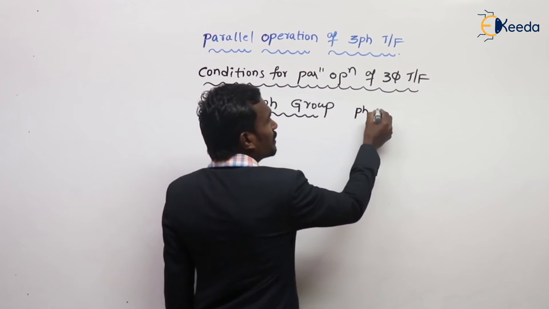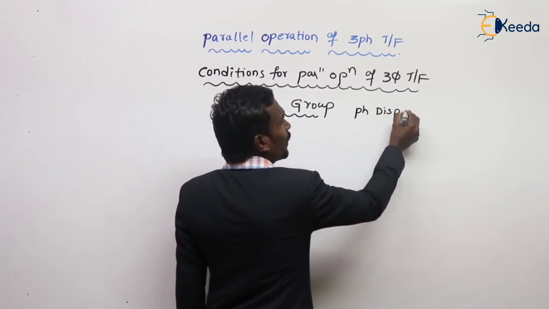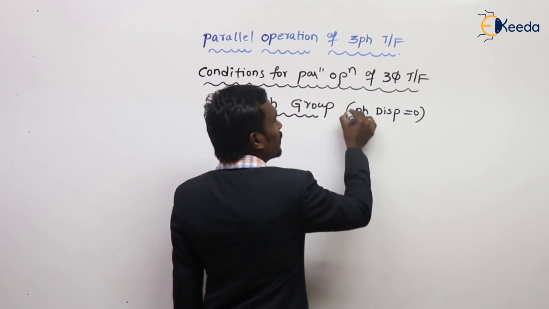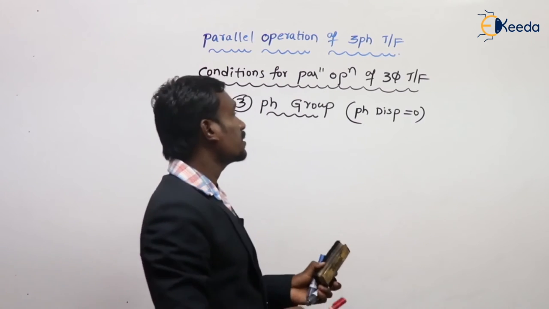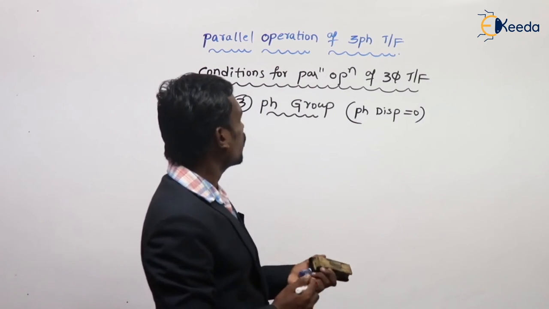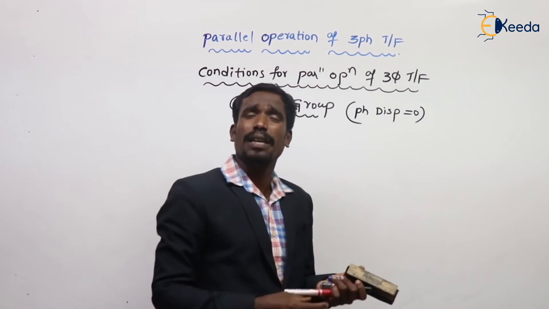And the phase displacement between two vectors should be zero. Sir, what is the meaning of that? What is phase group? What is phase displacement zero? How will it be?